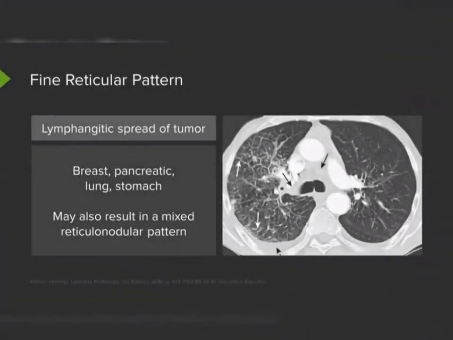So this is an example of lymphangitic spread of tumor. Again, we said the most common tumors that can cause this pattern are breast, pancreatic, lung, or stomach. And this results usually in more of a mixed reticulonodular pattern.